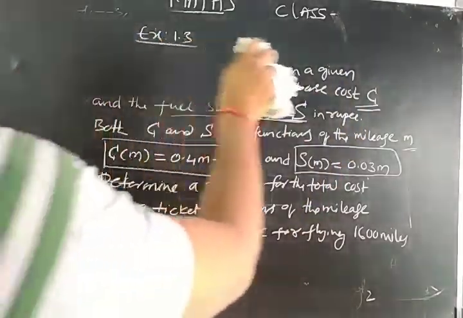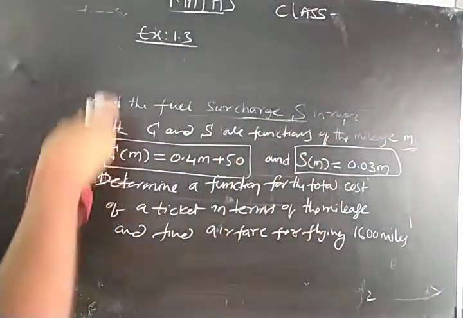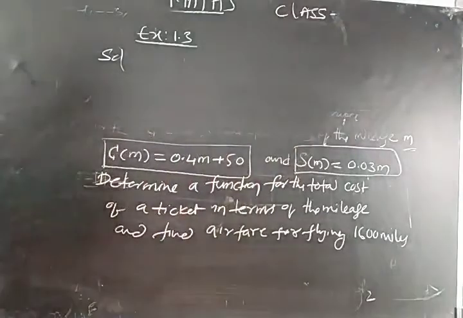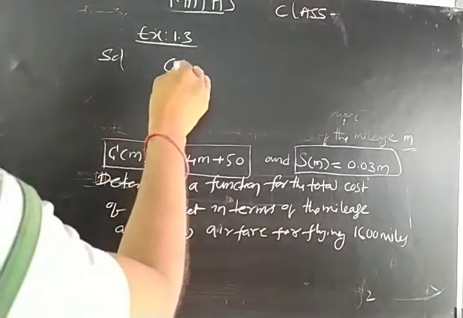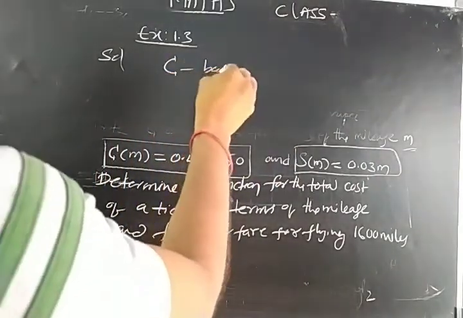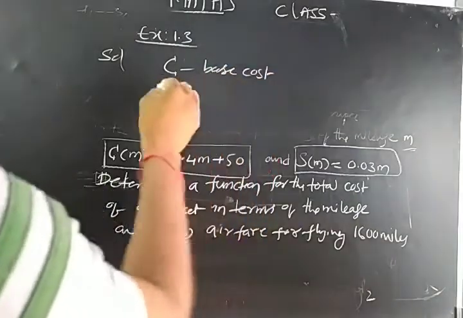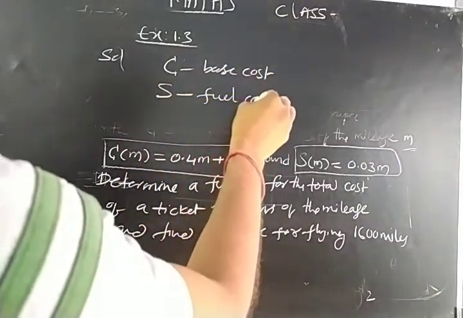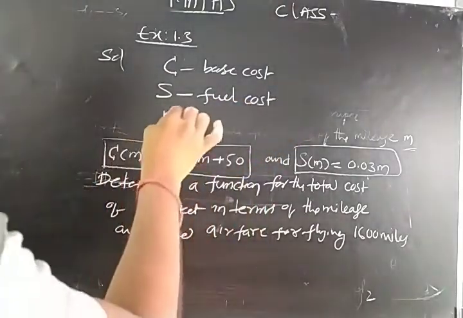Solution. C indicates the base cost. S indicates the fuel charge, fuel cost, and M indicates mileage.